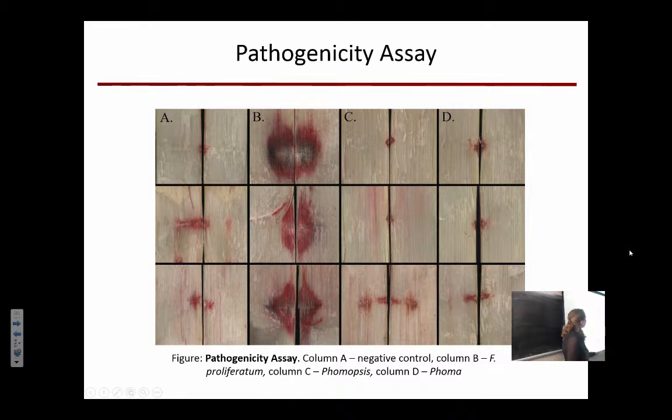And as you can see, the Phomopsis and the Phoma did not produce lesion sizes that were significantly different than that found in the negative control. However, the Fusarium proliferatum strain was able to cause stalk rot and therefore is the putative causal agent for the Pokkah Boeng disease.